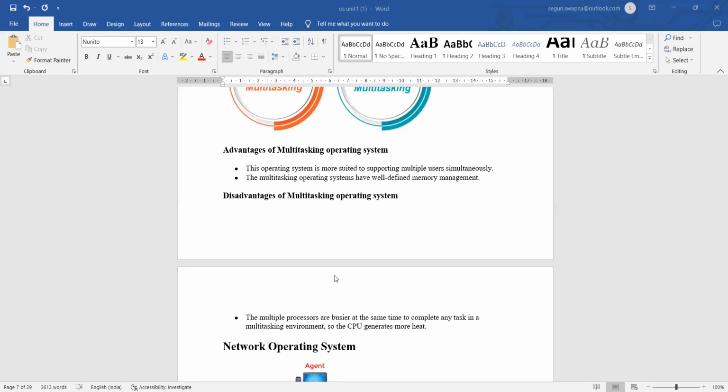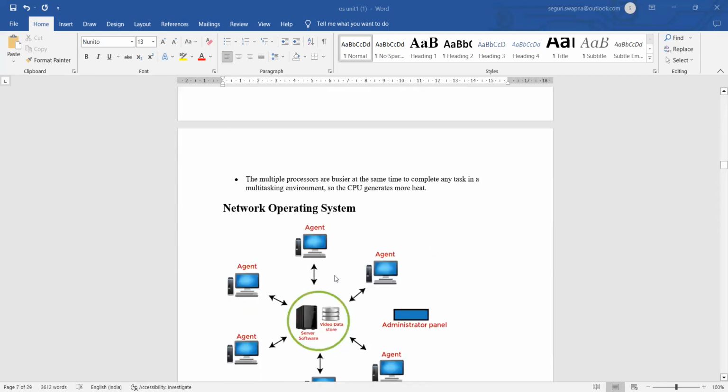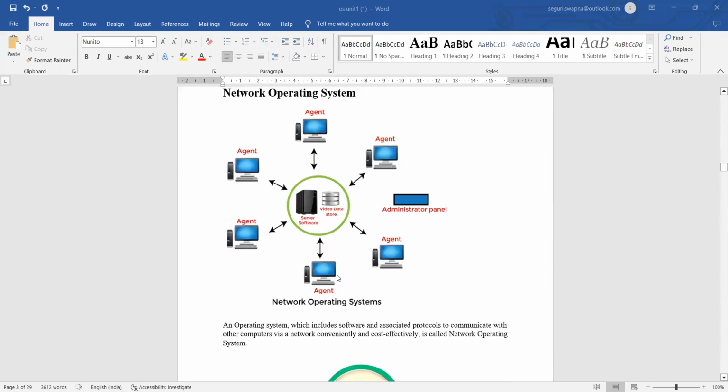The next type of operating system is the network operating system. In this network operating system, there is a single server which communicates with all the other client operating systems. It is a network-established operating system which is very cost effective and can be used for communication from one client to another client.